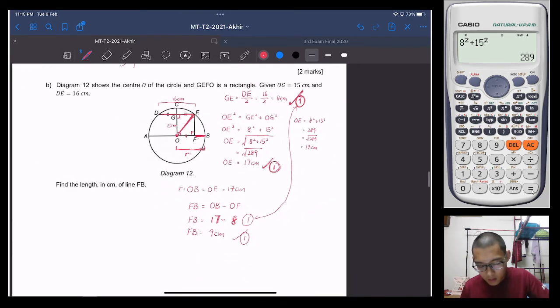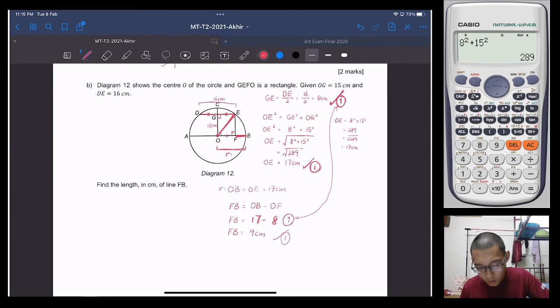Okay, if you didn't receive both marks, either one, start from here, or this one here. Because sometimes you see some people try 16 plus a, and then 15 plus a, wrong already. So this one, we will try to give marks.